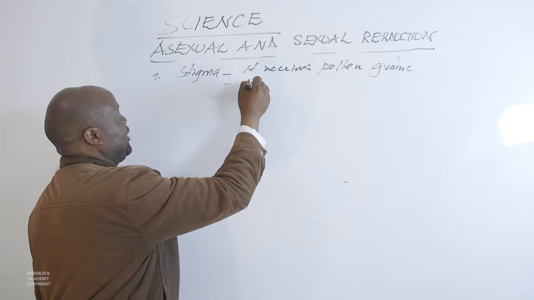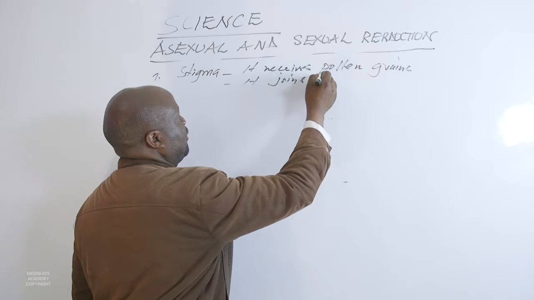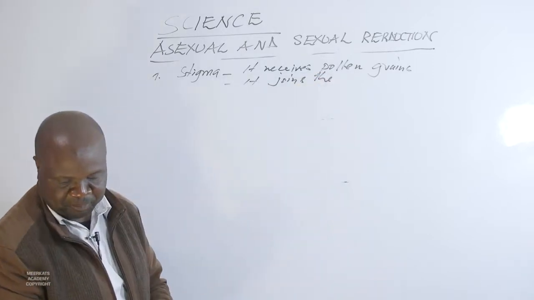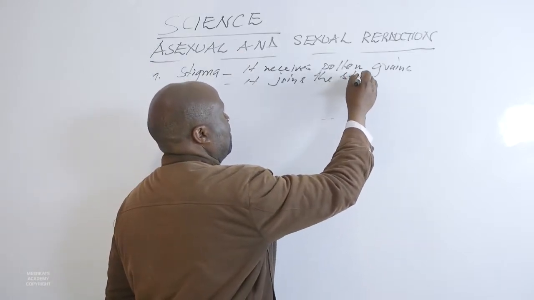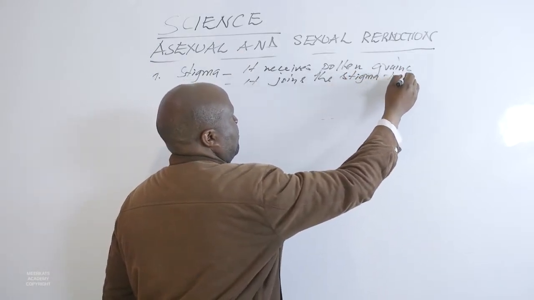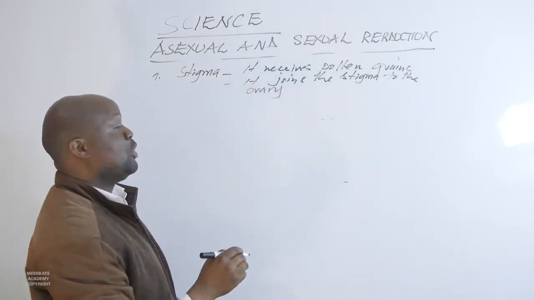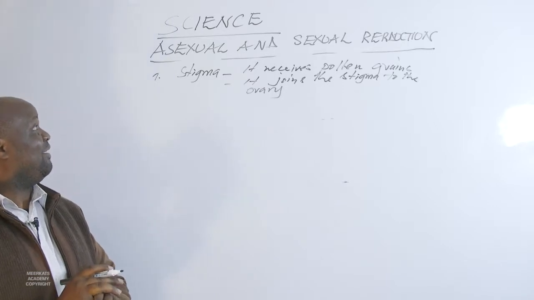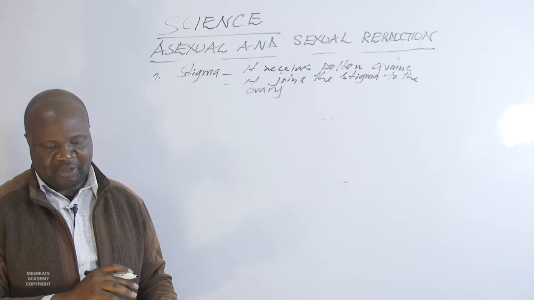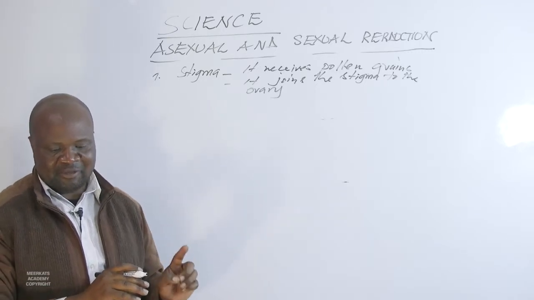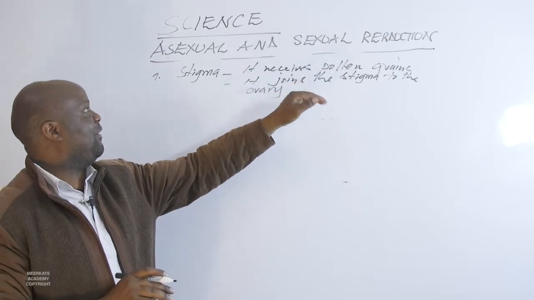And another function, it joins the stigma to the ovary. So we have seen what the stigma does: it receives pollen grains from the anther. That's the first part.